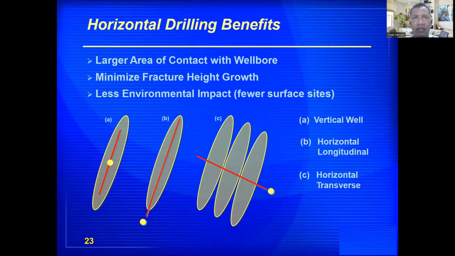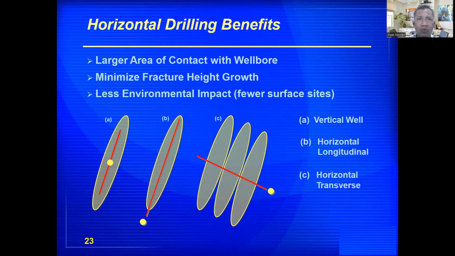Today we talk a lot about horizontal drilling and its big benefits, such as a larger area of contact with the wellbore. This isn't just in every shale, especially like the Bakken and Eagle Ford. You're looking at wells with laterals in excess of around 10,000 feet. It minimizes your fracture height growth, and you have less environmental impact, since you are not drilling multiple wells.